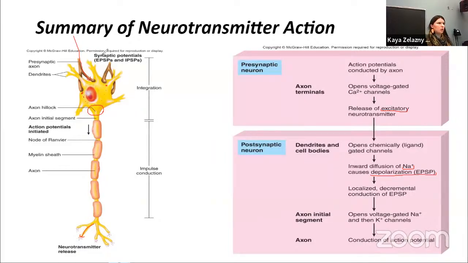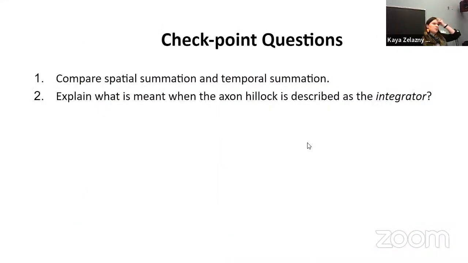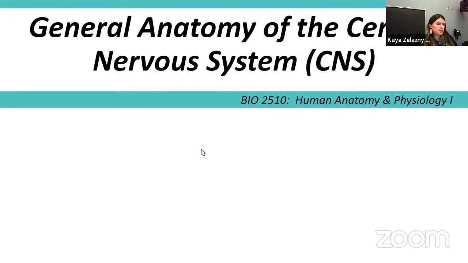So that's our whole view of how our neurotransmitters and our synapses and these connections work. So we want to remember our spatial summation, our temporal summation. We can think of that axon hillock as an integrator because this is where this summation is happening.